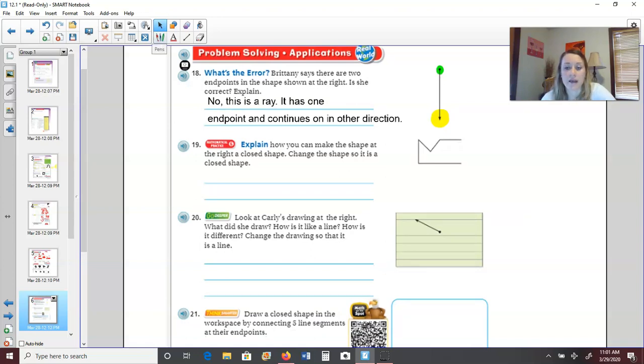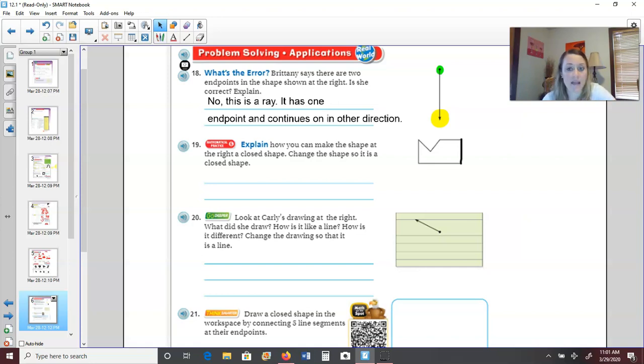Number 19, mathematical practice. It says, explain how you can make the shape at the right a closed shape. Change the shape so it is a closed shape. Well, if we look at the shape, I think I can come up with one very quick, simple solution here to make this closed. I can simply draw one straight line segment, as straight as I can make it, to close the shape.